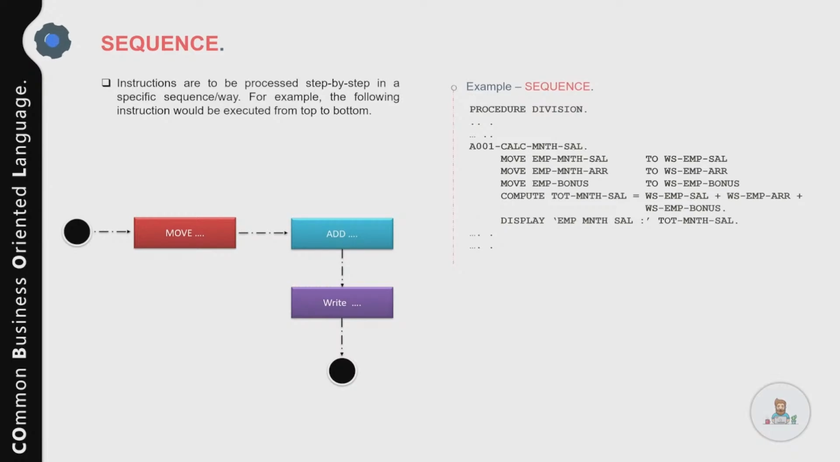First of all, we would be moving the monthly salary to a temporary variable, that is WS-EMP-SAL. Thereafter, you have monthly arrears to WS-EMP-ARREARS. Thereafter, you have bonus, which will be moved to a temporary field, that is WS-EMP-BONUS. And thereafter, we are using a compute statement to sum up all these and store the result in the total monthly salary field. And at last, we would be executing the display statement, which will display the employee monthly salary in spool. Now let's move on to our next logical control structure, that is selection.